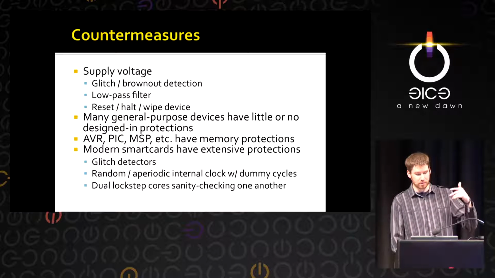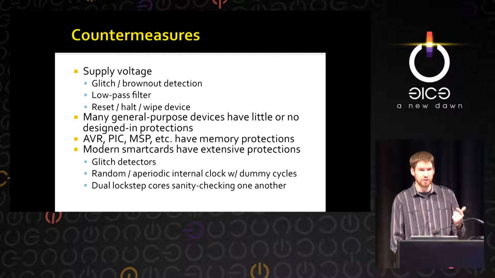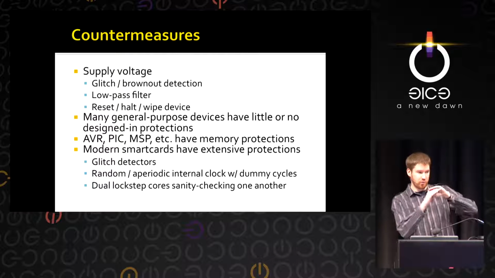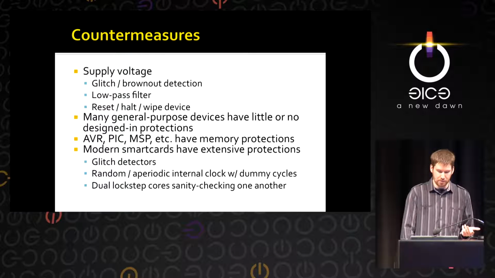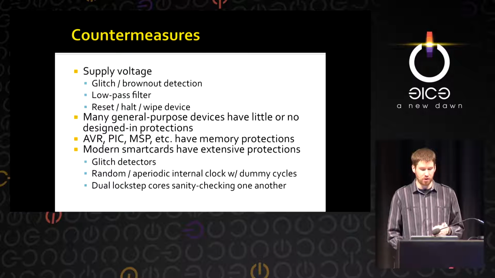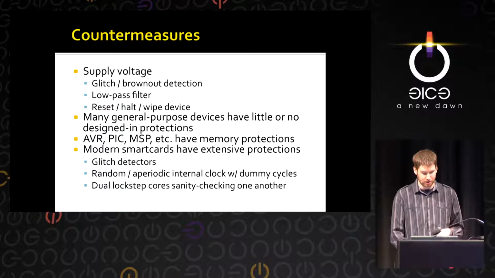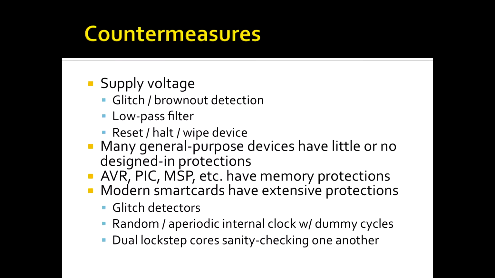Finally, so supply voltage, use glitch or brownout detection, and this can be very complicated with fast transient detection that actually detects and responds. You could use a simple low-pass filter which simply ignores and erases that quick transient as far as the chip's concerned, so it doesn't even see it. Or you could be more aggressive and reset, halt, or wipe the device if you detect someone is trying to mess with your chip this way.